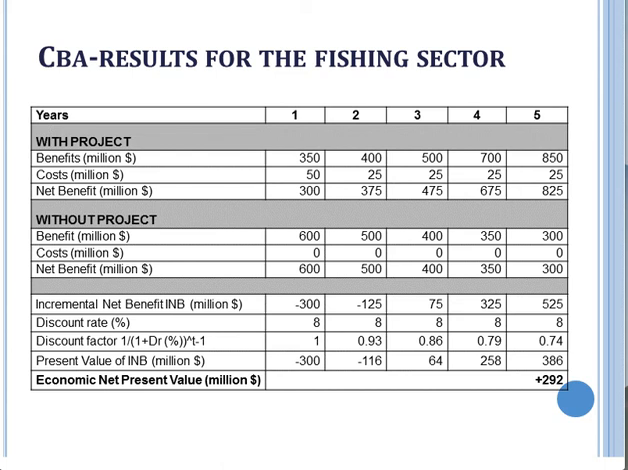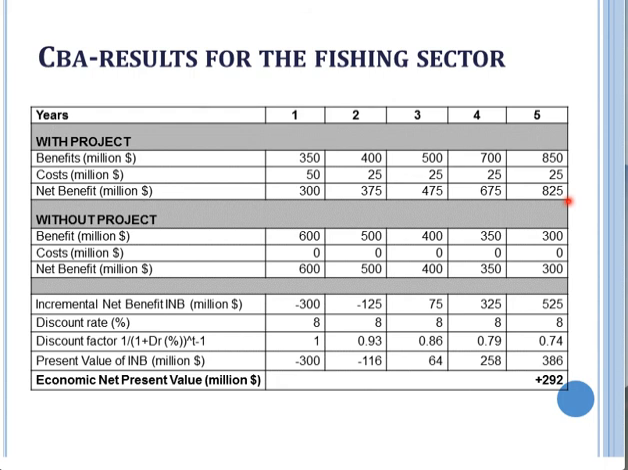In the with project scenario, we can see that the benefits drop a lot in the first year already, which is a result of the implementation of a lot of regulations. But we can also see that it more than doubles in the 5 years, because we considered that the better quality of the lake will also produce better fish, and the regeneration of the fish stocks in the first years can be harvested in the last years of our project. So we have some costs of $50 million in the first year and $25 million from the second year onwards, which generates rising net benefits, up to $825 million in the last year.